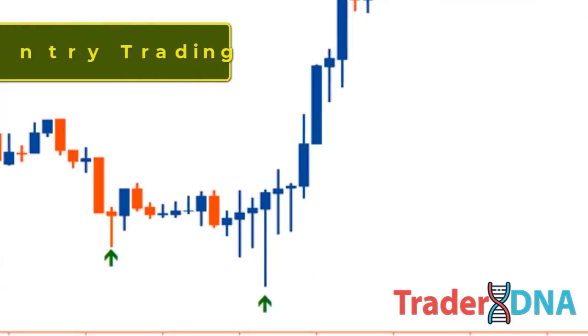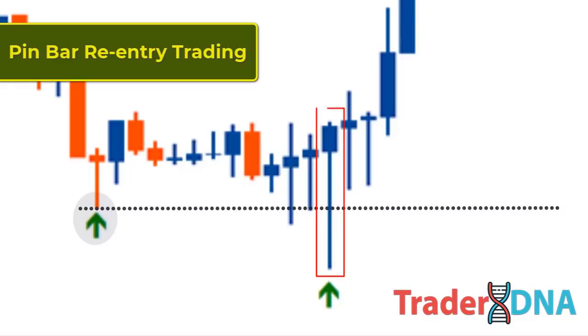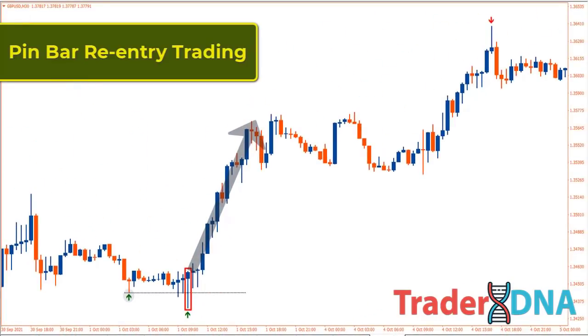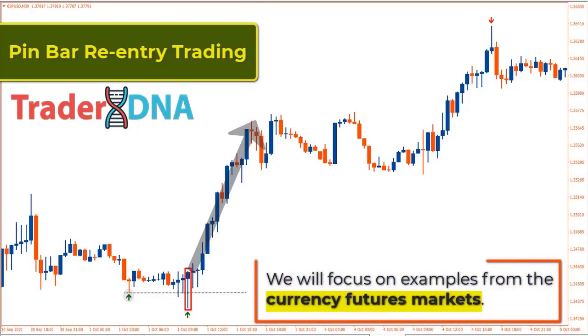Pin bar re-entry trading is a high-probability trading concept. It is a simple but powerful concept that works in Forex, stock, crypto, and all financial markets. In this video, you will learn how to use it to improve the odds of your price pattern setups. Specifically, we will focus on examples from the currency futures markets. Currency futures markets mirror the price action in spot Forex, but are centrally cleared and much more regulated.